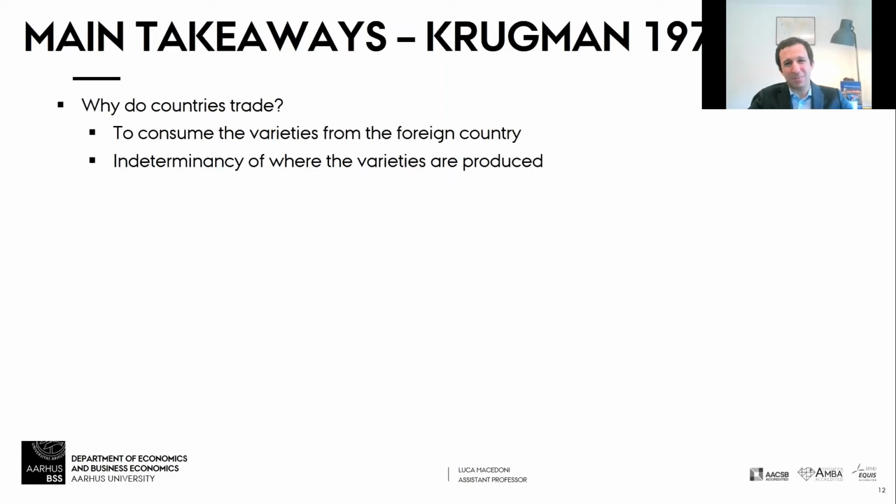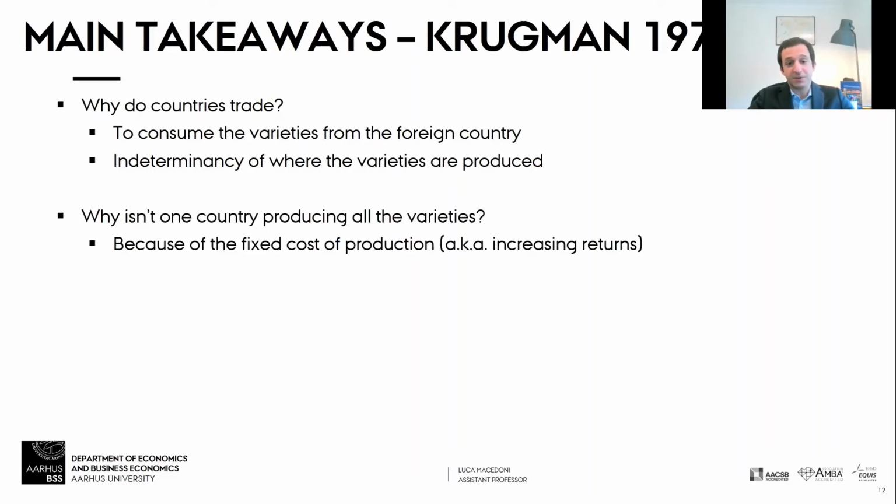Forget about property rights for a moment. If property rights didn't serve a purpose, we wouldn't use them. So the question is, why isn't Denmark producing all the toy varieties there are? Why isn't Denmark producing all the beer varieties there are in the world? Why are they only producing a subset of all of these varieties? Well, the answer is because of increasing returns to scale, and because of the fixed cost of production.